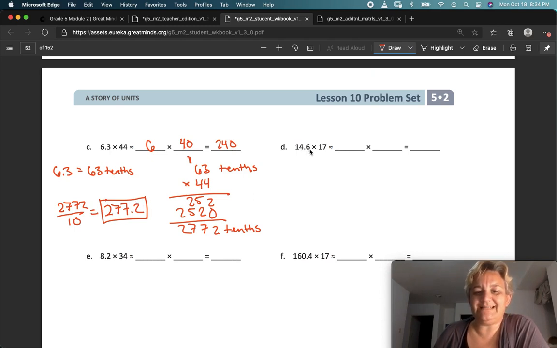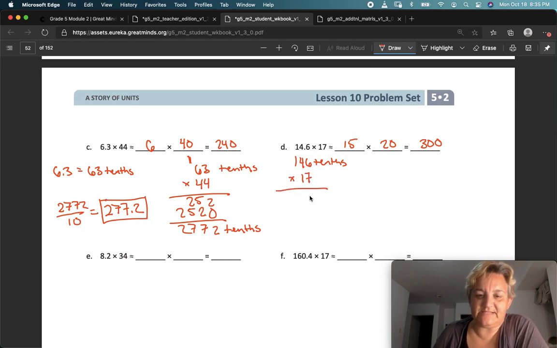Next one, 14 and 6 tenths. I'm going to round that up to 15. And 17, I'm going to round that up to 20. 15 times 2 is 30, plus another 0 on the end. And now I'm going to change 14 and 6 tenths to 146 tenths. Okay. And then I'm going to multiply that by 17.